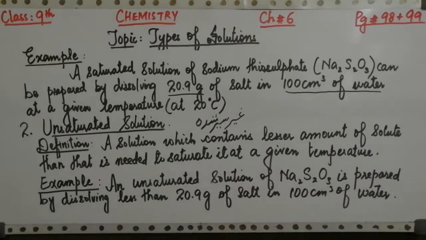So this will become the next example, which indicates that for making or for preparing unsaturated solution you need less than 20.9 gram. You can take like 10 grams, 15 grams, but it will not be exactly 20.9. It will always be less than 20.9 gram. Then you will be able to prepare your unsaturated solution.